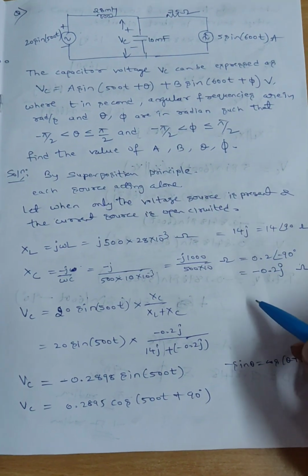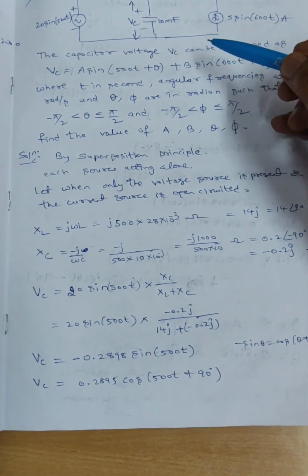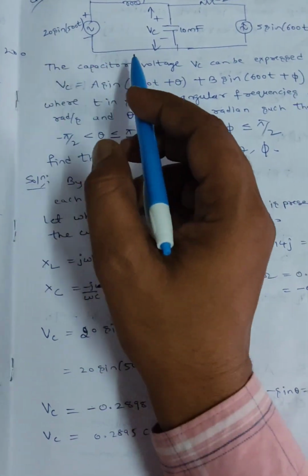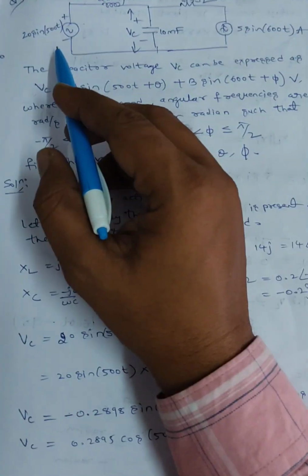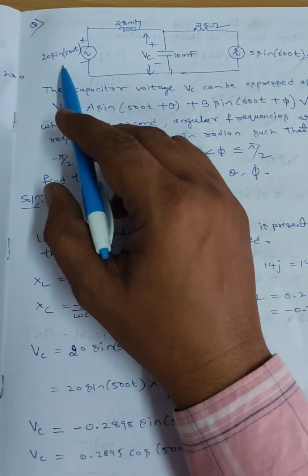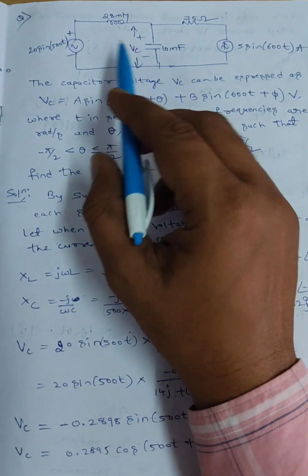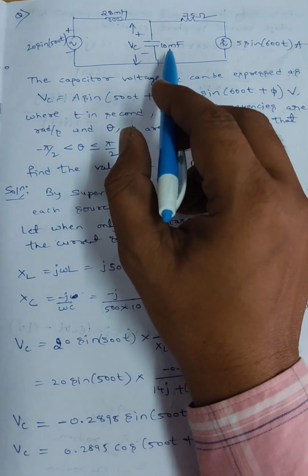In this video, I am going to provide the assignment week 4 solution of the network analysis course, NPTEL course. In assignment week 4, this is the second numerical. They have given two sources, a voltage source and a current source, and the elements are resistance, inductance and capacitance, and they ask to find the voltage across this capacitor.